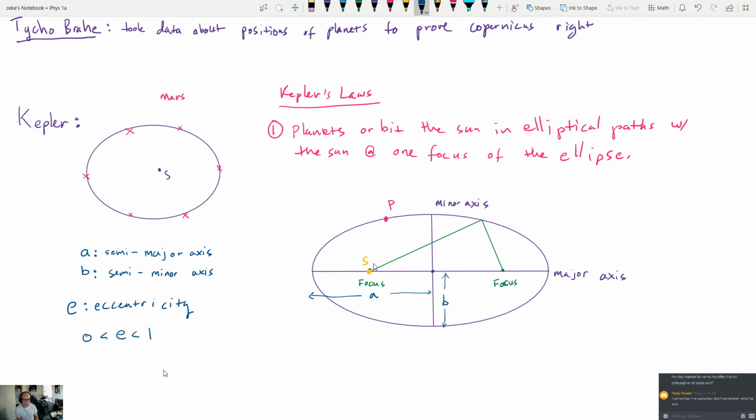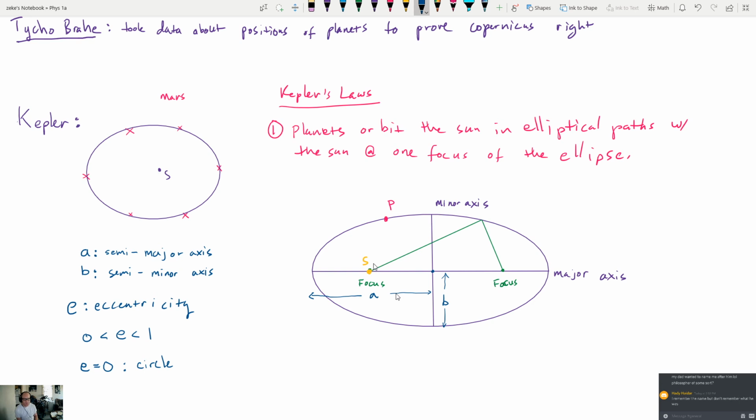Okay. And eccentricity is a description of kind of how much the ellipse is different from a circle. Okay. If you have an eccentricity that's equal to 0, this corresponds to a circle. Because a circle is just a special case of an ellipse.